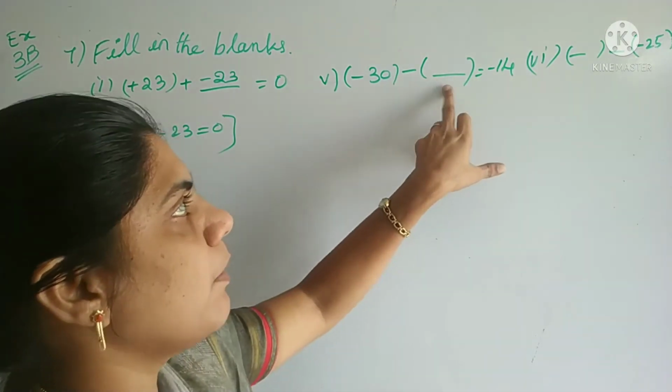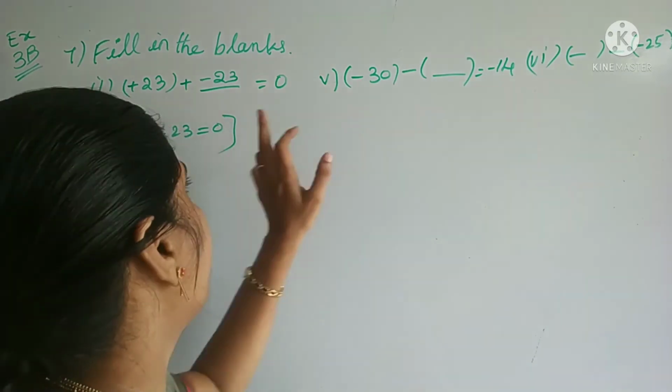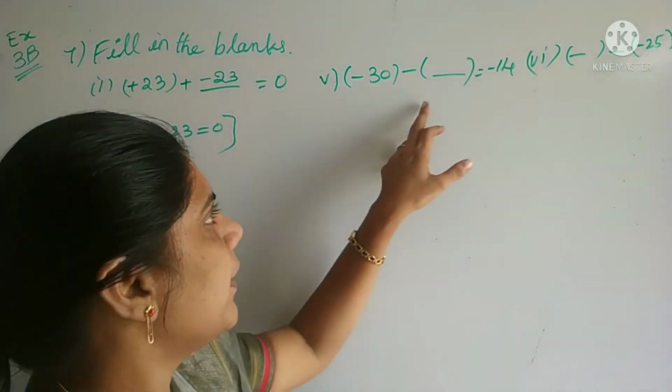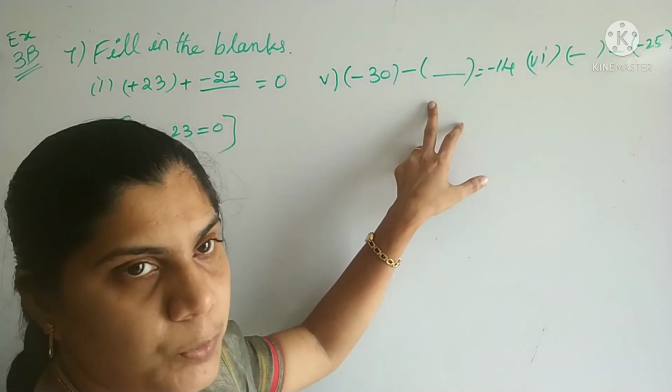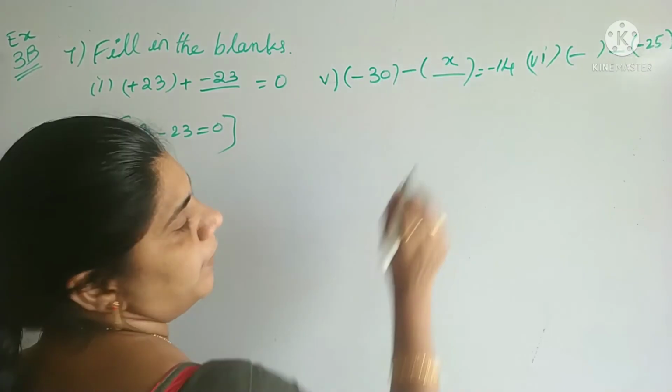By subtracting this number we are getting here minus 14. We don't know this number now. In the previous problem we could do this directly, but here we have to do some calculations. So the unknown number, take it as x here. Okay, let the number be x.